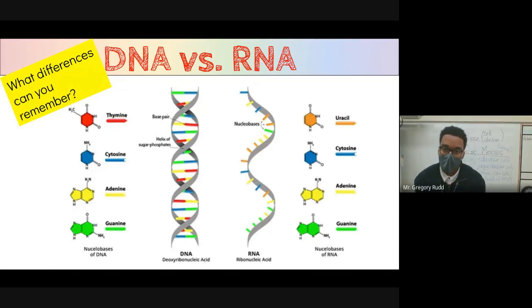So we know that there are two general types of nucleic acids. There's DNA, and then there is RNA, and there are clear differences between the two. I want you guys to take a look at this slide and tell me if you can notice any differences immediately, and tell me what those differences are. What do we notice?